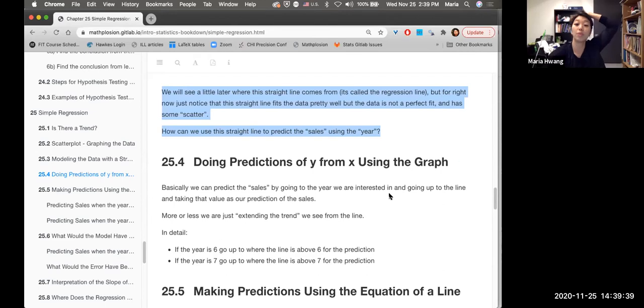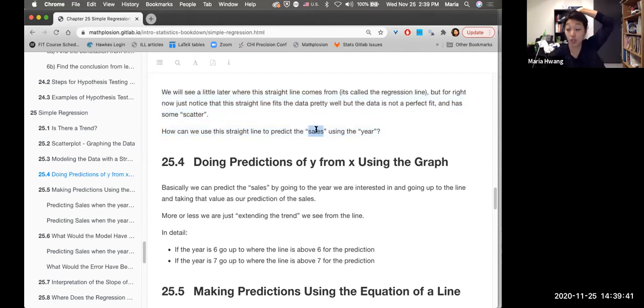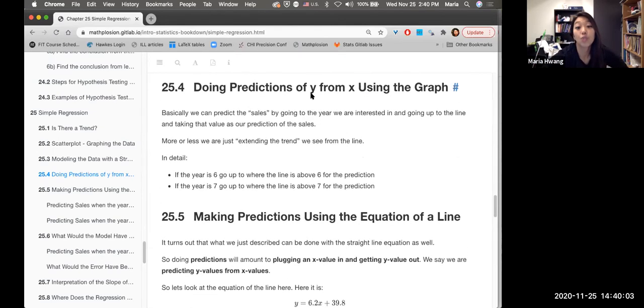So we're going to be able to predict the sales, which is the Y variable, the dependent variable, by using year, the independent variable. So in other words, the X variable. So we're predicting the Y from the X, predicting the dependent from the independent. Okay, so these terminologies might be coming back to you as we're reviewing them. Okay, so doing predictions of Y from X using the graph. Okay, so these two, let's see, Emily, please.